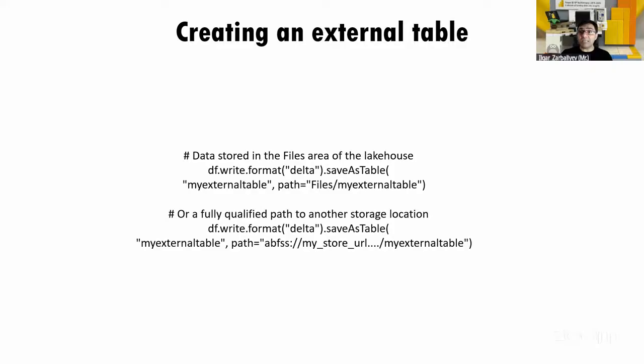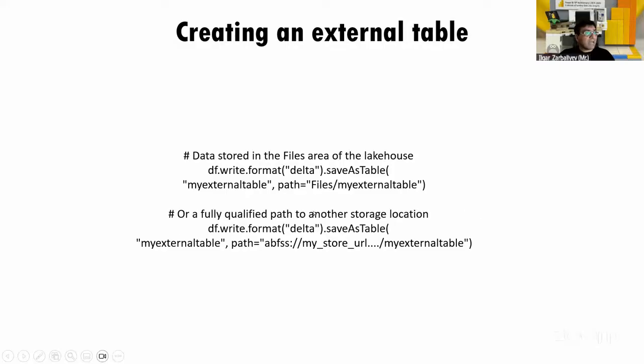Here is how you create an external table in code. It's the same save as table call we saw a moment ago, but this time we add a path parameter. In the first example, the path points to a folder in the file storage location for the lakehouse. The table definition is created in the metastore. So the table shows up under tables, but the Parquet data files and the JSON log files are written into files.